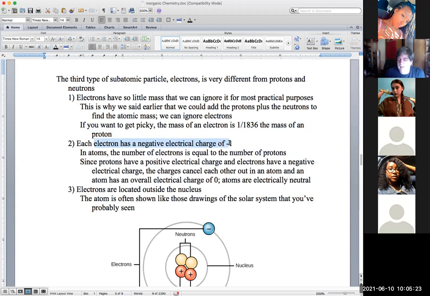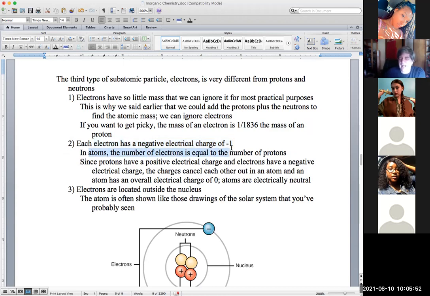Now, every electron has a charge of -1. Remember that protons had a charge of +1. So this is the opposite type of charge. And even though this is an electrical charge, think of it like magnets. We know that magnets have 2 different types of ends. So electrical charges come in 2 variations also: positive electrical charges, negative electrical charges.